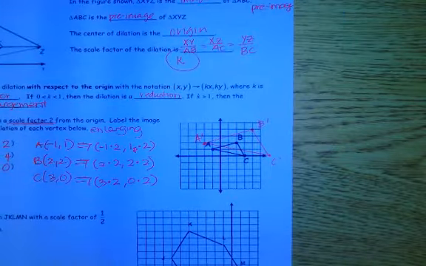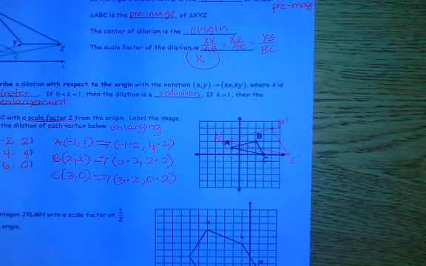What do you notice about your image and your pre-image? Correct, they are similar. But what else? They're the same shape. They're not the same size. Anything else? What were you going to say, Dominique? They have the same slopes.